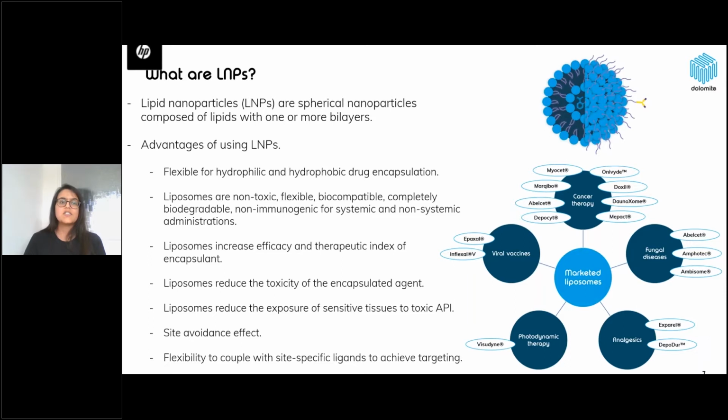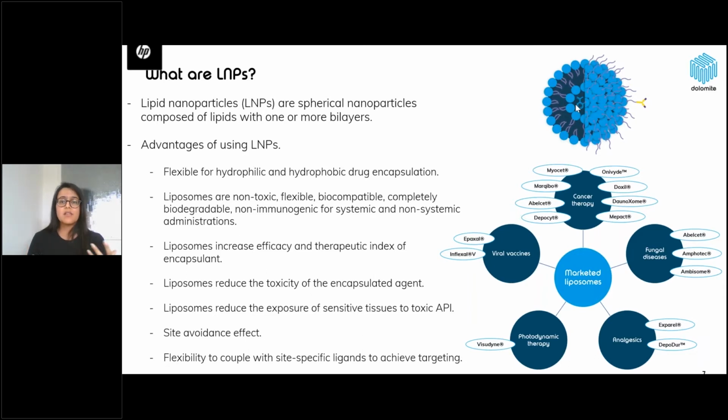If you're new to LNPs, essentially they're spherical nanoparticles composed of lipids with one or more bilayers. Here we've got a graphic of a liposome particle where you have your drug or biotherapeutic encapsulated in the lipid bilayer. The advantage of using lipid nanoparticles is that they can encapsulate both hydrophilic and hydrophobic drugs, and that's quite useful because it offers flexibility to work with both types of API. They are non-toxic, flexible, biocompatible, completely biodegradable, and non-immunogenic for systemic and non-systemic administration.